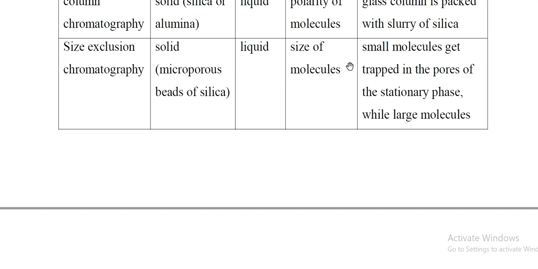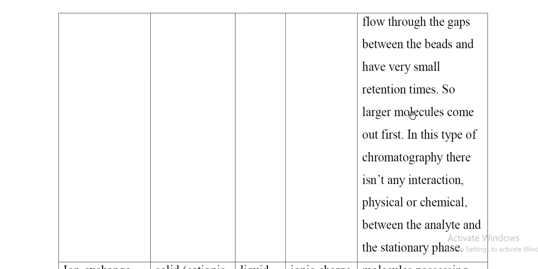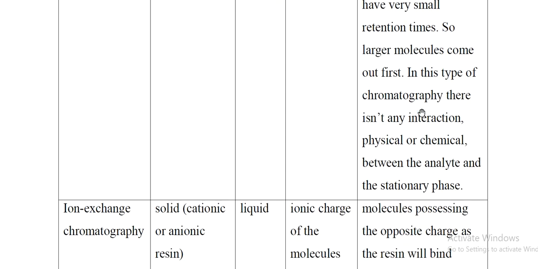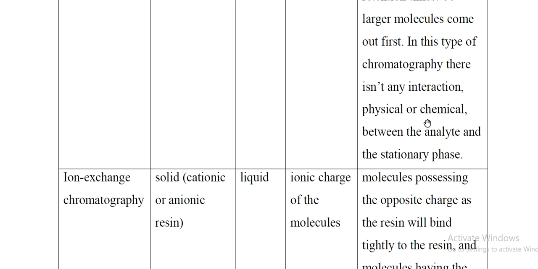Size exclusion chromatography: stationary phase solid, microporous beads of silica. Mobile phase liquid. Separation depends on size. Small molecules get trapped in the pores of the stationary phase, while large molecules flow through the gaps between the beads. Small molecules have long retention time, so large molecules come out first. In this type of chromatography there isn't any interaction, physical or chemical, between the analyte and the stationary phase.